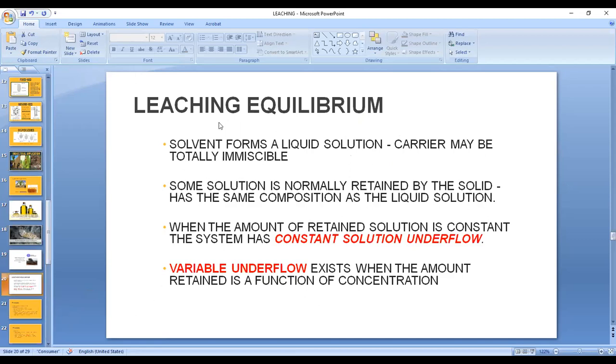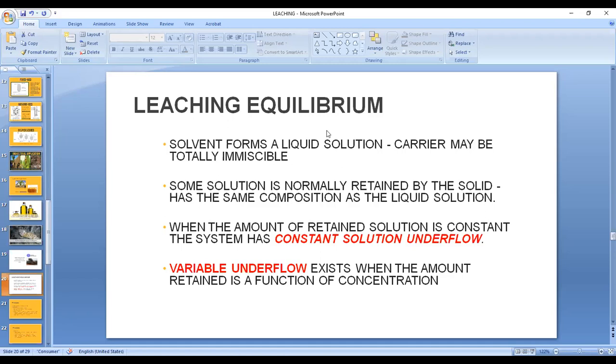This is very important, the leaching equilibrium. The solvent forms a liquid solution, the carrier may be totally immiscible with it. So your carrier is the inert part of the solid. Some solution is normally retained by the solid, and that is why the concentration of the solution that is retained by the solid in the slurry, or in the underflow, is the same as the concentration of the solution in the overflow.